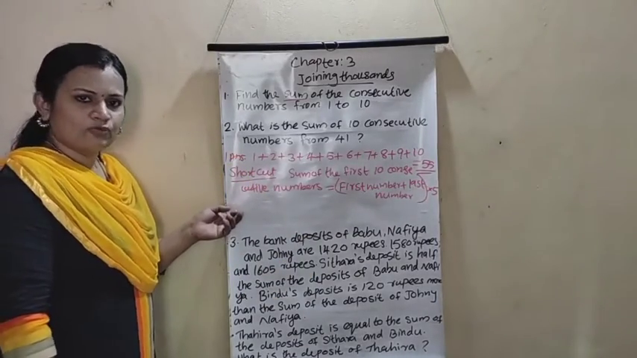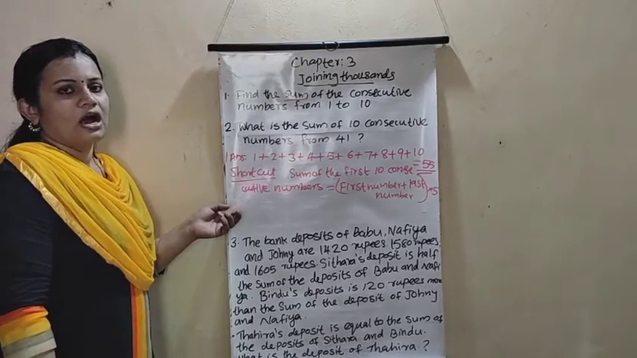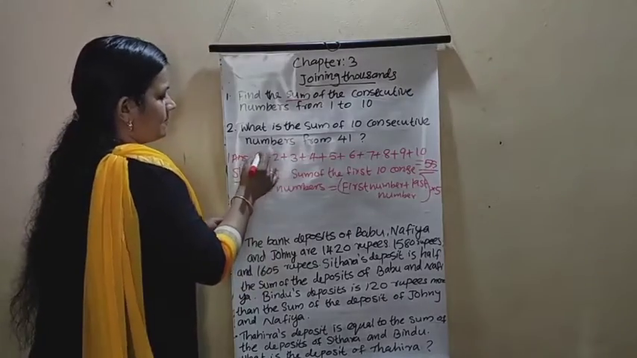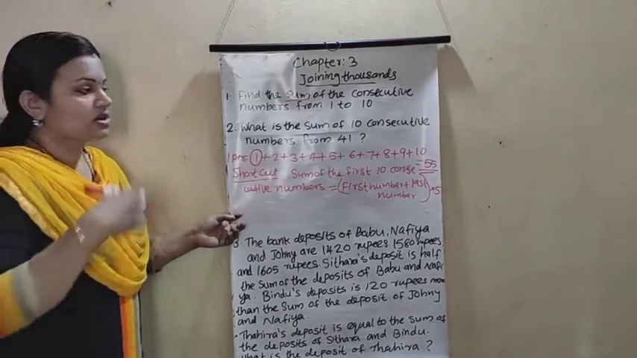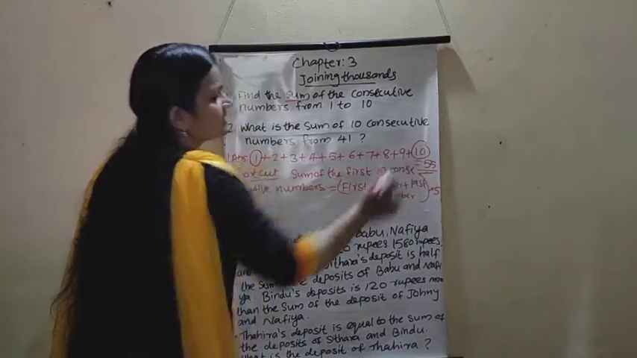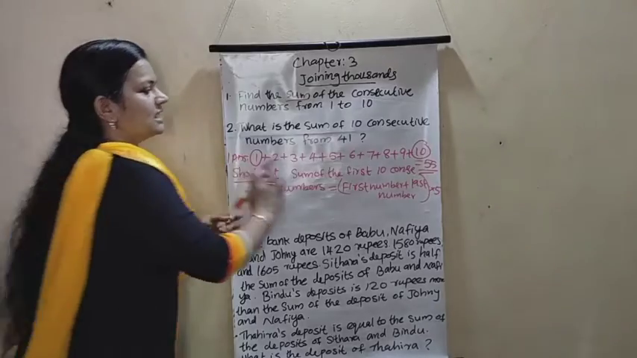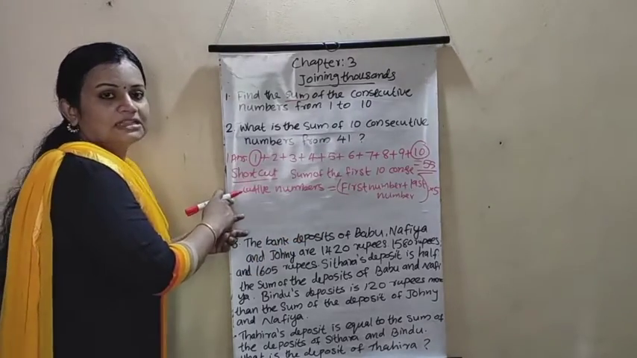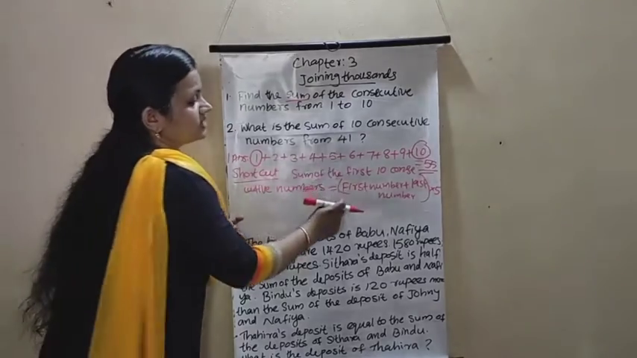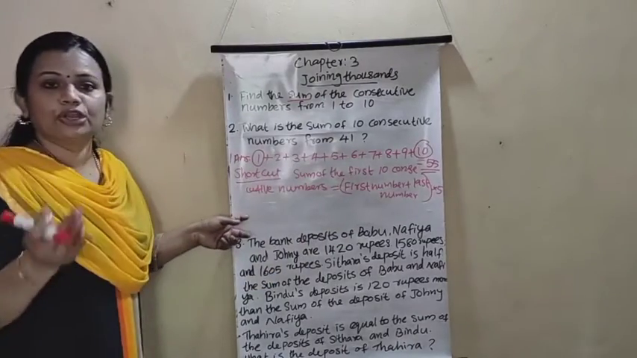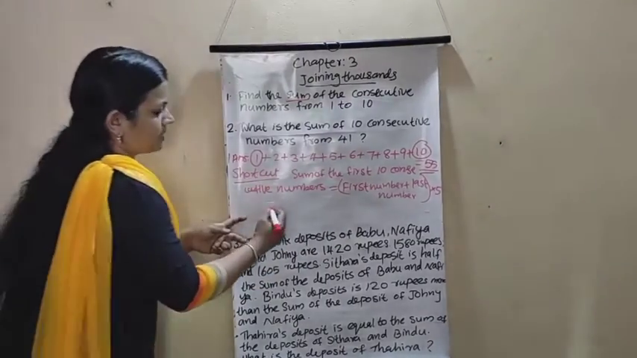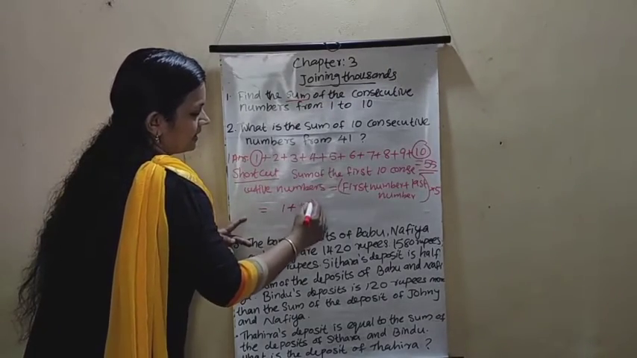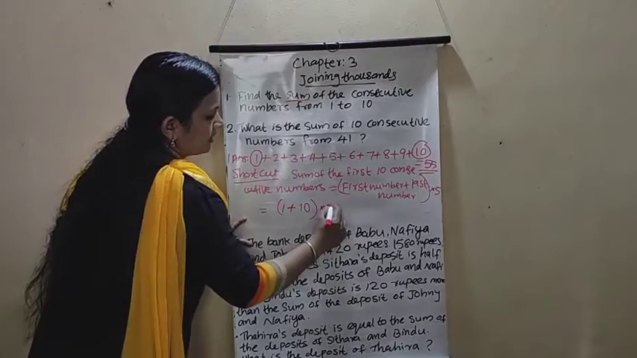Do you know the table of 5? I think all of you know the table of 5. Which is the first number? 1 is the first number. Which is the last number? 10 is the last number. This is the direct method, adding these 10 numbers. This is the shortcut method. The equation is first number plus last number into 5. First number 1 plus last number 10, into 5.